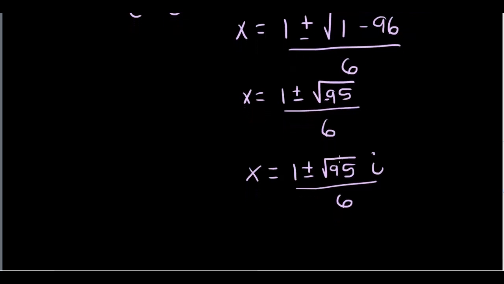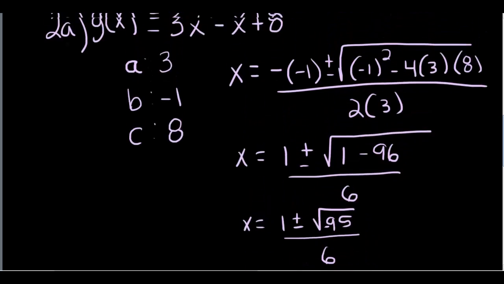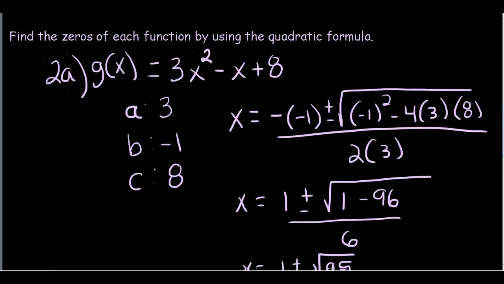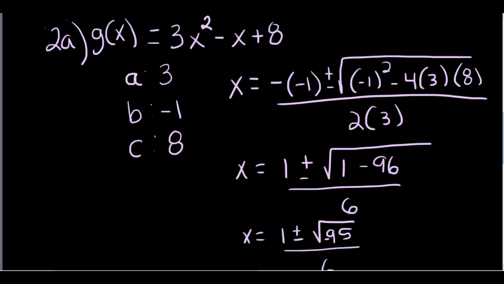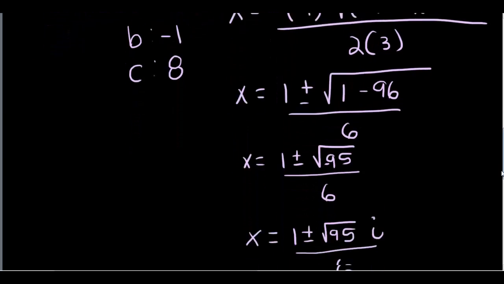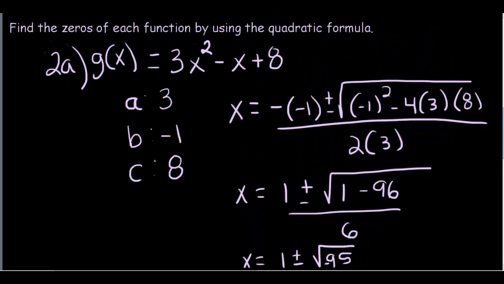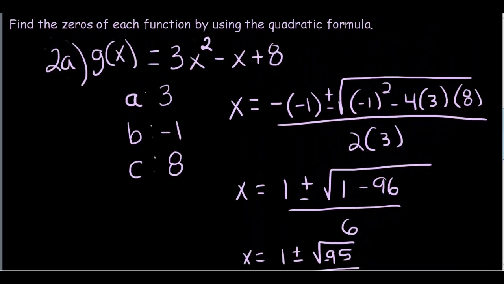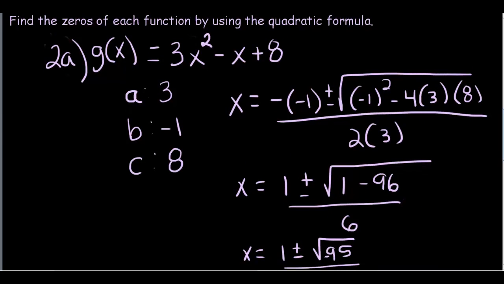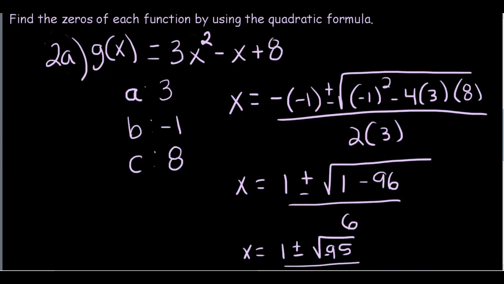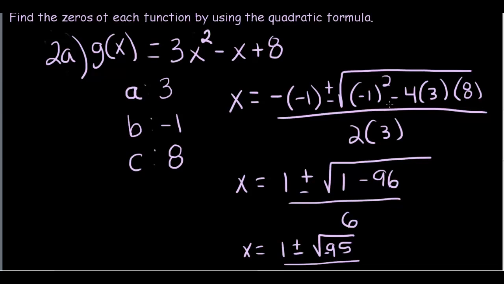What this means is that if you were to graph this equation, 3x squared minus x plus 8, it will never ever cross the x-axis. That's what that means. And sometimes you don't have to solve the whole quadratic formula to know if a function is going to have one solution, two solutions, or no solutions. Sometimes you just have to solve whatever is inside the radicand, whatever is inside the square root. That is called the discriminant.